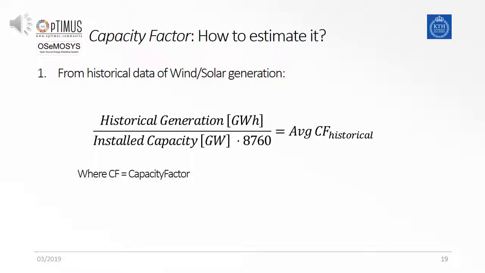There are several ways to estimate the capacity factor. Here we will propose one way. We can use historical data of wind or solar generation for 1 year or several years, and then divide this value by the installed capacity times the amount of hours in 1 year. This will give us the historical average capacity factor.